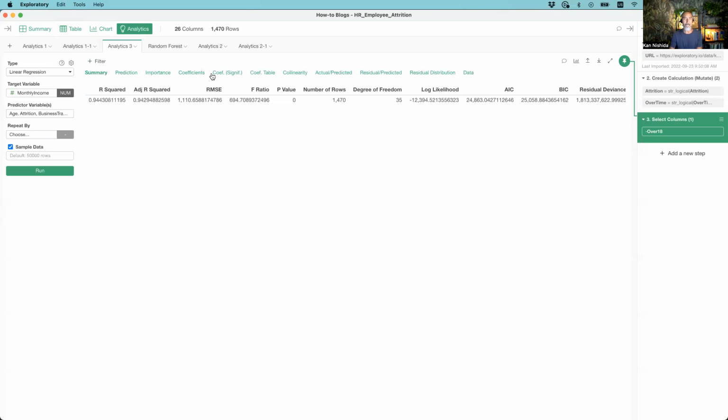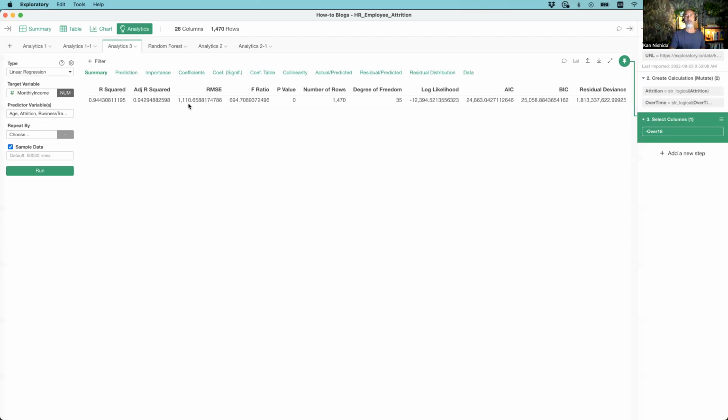So another one is RMSE. This is the root mean square error. Error is a difference. So when you predict, there's always some difference between actual values and predicted values. And what is the average, or the mean, of those differences when you predict with this model? That is 1,110.